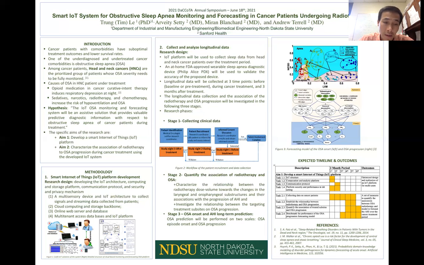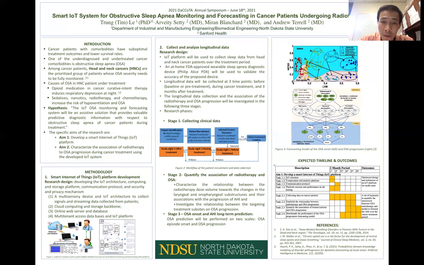According to the two aims, we're going to realize them in two main tasks. The first one, we will develop an IoT architecture in which we have the IoT platform with computational and storage capability, and also a security and privacy mechanism. And the second task, we're going to focus on collecting and analyzing the longitudinal data.